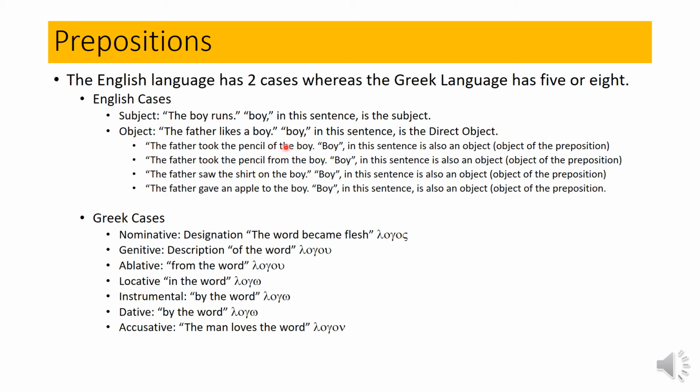Prepositional phrase of the boy in English is the objective case. Both Greek and English have these designations. English just doesn't recognize the breakdown that Greek does there in their cases. Both have a case system, both recognize the same cases.